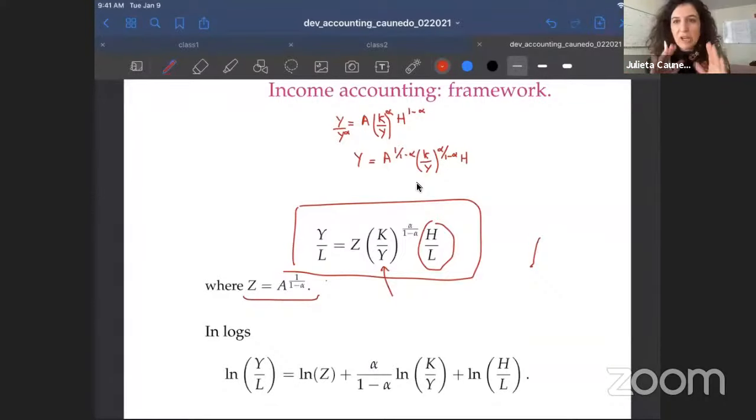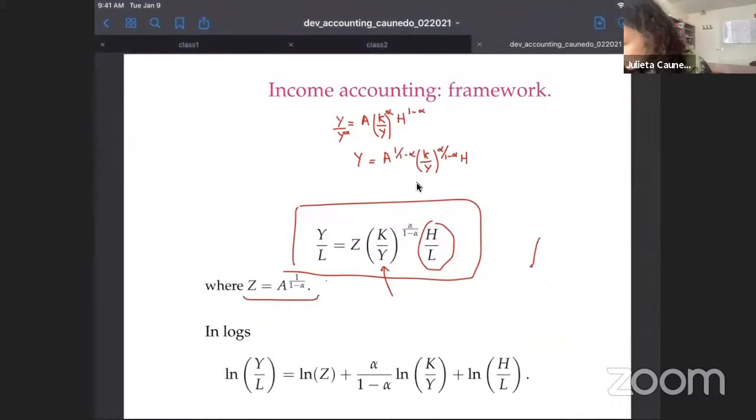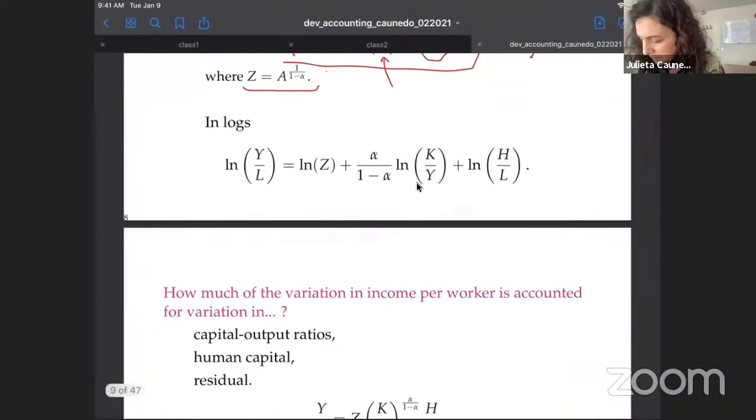Our accounting is gonna decompose output per worker into capital output ratios, modified by a factor share of capital, and a measure of human capital. Whatever is not accounted by the capital output ratio and human capital is gonna be accrued to the efficiency of usage of factors, TFP. Okay? Are there questions about this? Good, so we can move on.